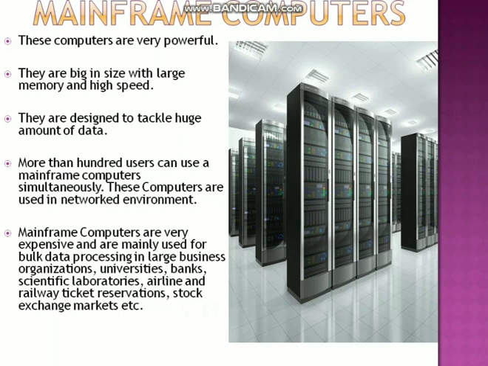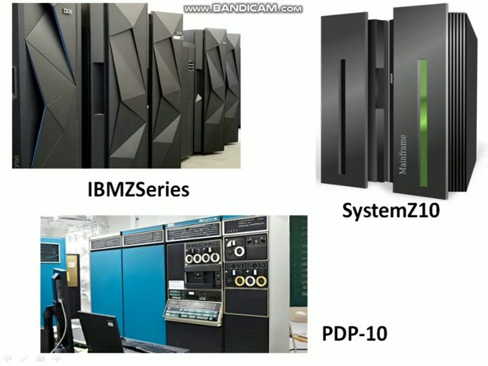As I mentioned, these computers are mainly used for bulk data processing in institutions or organizations like universities, banks, scientific laboratories, airlines, etc. These are quite expensive also. So this is all about mainframe computers. I hope you have understood what mainframe computers are. These are the examples of mainframe computers: IBM series, System z10, and PDP-10.